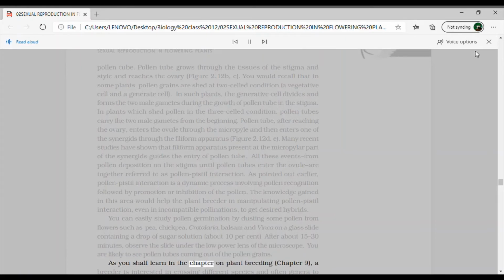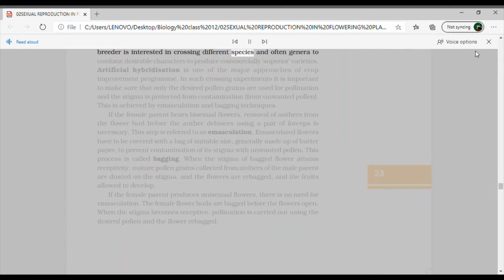As you shall learn in the chapter on plant breeding, Chapter 9, a breeder is interested in crossing different species, and often genera, to combine desirable characters to produce commercially superior varieties. Artificial hybridization is one of the major approaches of crop improvement programs. In such crossing experiments it is important to make sure that only the desired pollen grains are used for pollination, and the stigma is protected from contamination from unwanted pollen. This is achieved by emasculation and bagging techniques.